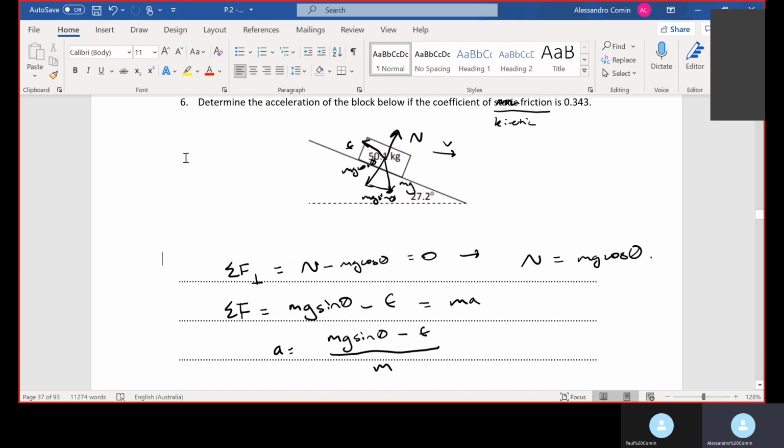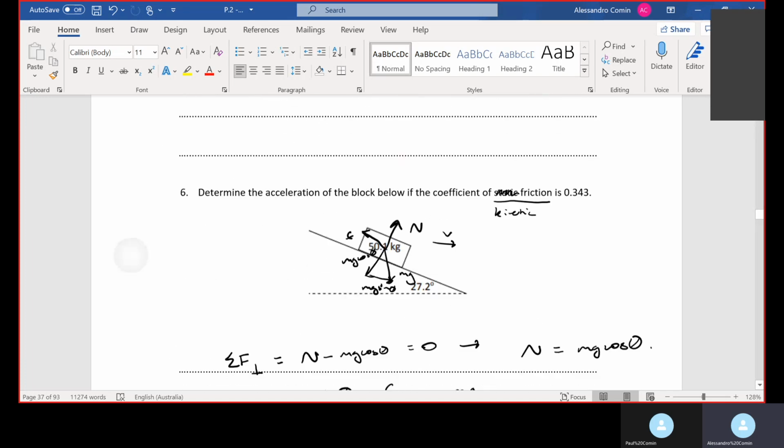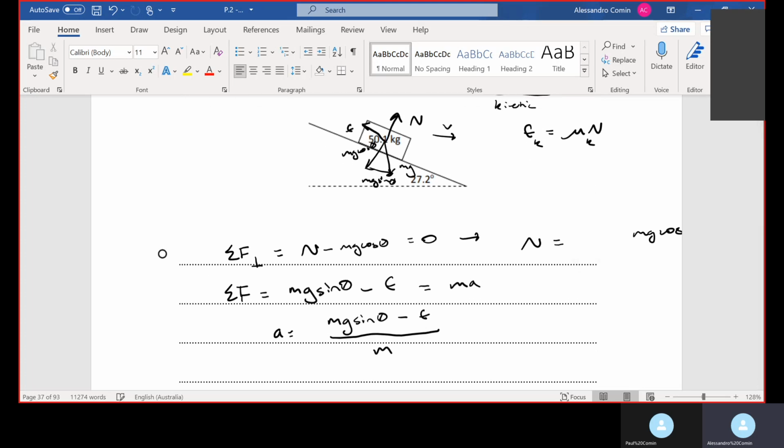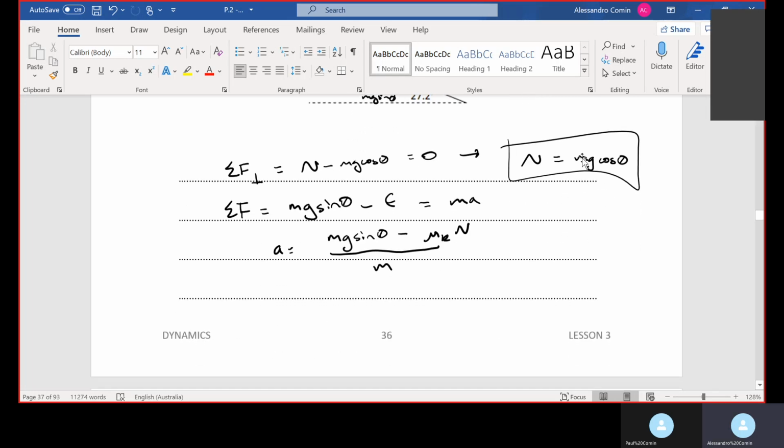Well, we actually do. Remember, friction is technically equal to mu n. And we're told kinetic friction, so it's just going to be mu k n, but we don't know what the normal force is. Oh, but hang on, we actually do. We just showed that n is equal to mg cos theta.